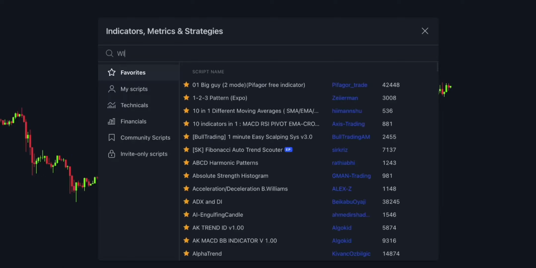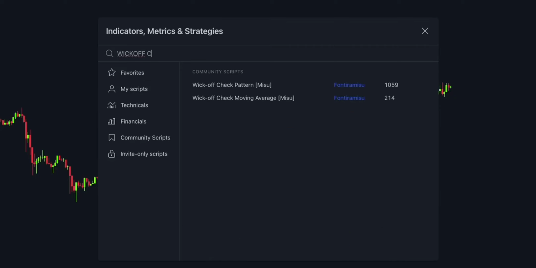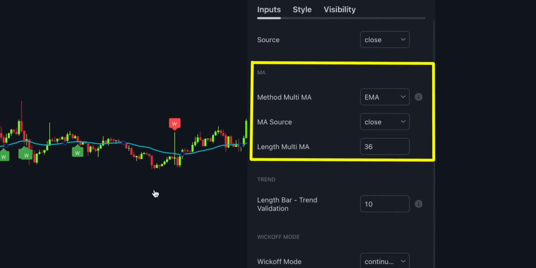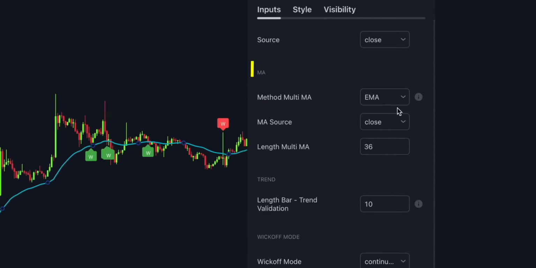To install the indicator, open the Indicators menu and search for Wyckoff-Check MA by Fontira Mishu. The following step will be to open its settings. In the Input section, the indicator has 4 customization blocks. The first block includes moving average settings. Here, we can select the MA type, source, and length.